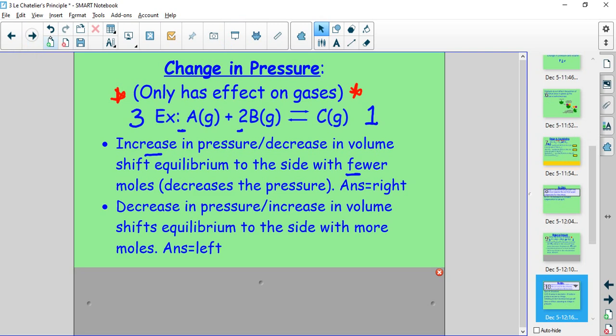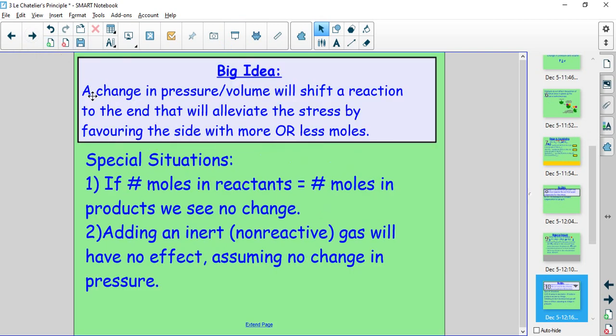Okay, so that's how pressure can affect a chemical reaction or a chemical system. All right, so another summation here is a change in pressure or volume will shift a reaction to the side that will alleviate the stress by favoring the side with more or fewer moles. So it's important for you to make sure that the equation is balanced so you can figure out how many moles are on either side.